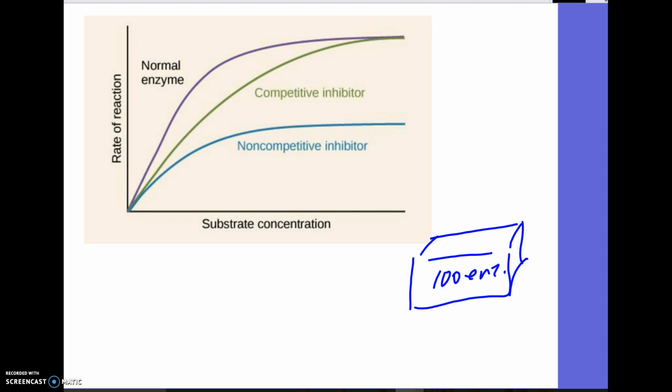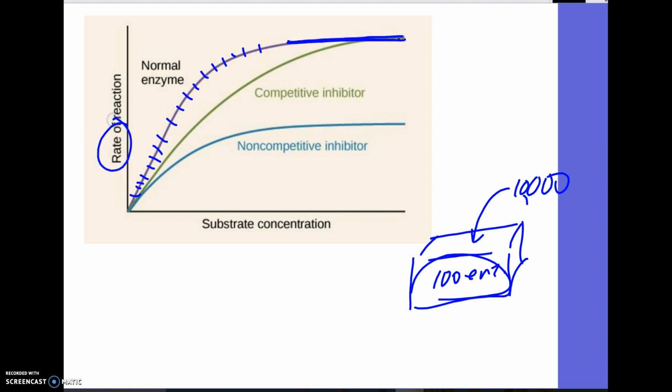If I start adding substrate for this to break down, and I add 10 molecules of substrate, 10 of those enzymes are going to be activated. Let's say I add 20 instead. 20 of the enzymes are going to be activated. I add 50, I add 60, I add 100. At 100, every enzyme is going to be working. If I go up now and I add 10,000 substrate molecules, I still only have 100 enzymes ripping. So at this point, it plateaus.